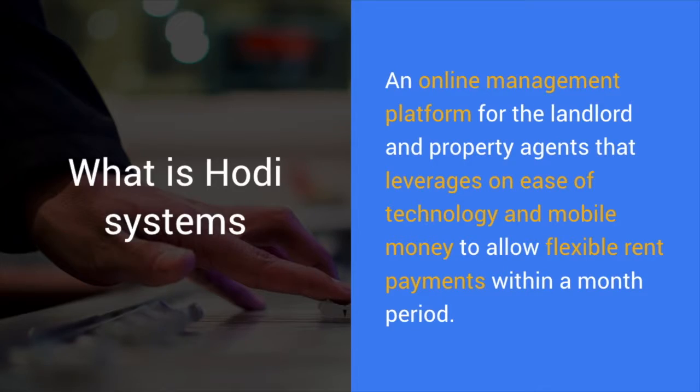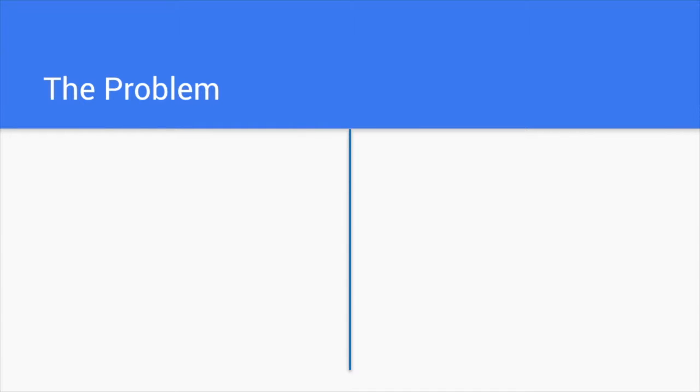So what is Hodi System? Hodi System is an online rental management platform. We help landlords and property agents to collect and account for rent income. We also enable tenants to pay rent in installments based on affordability.